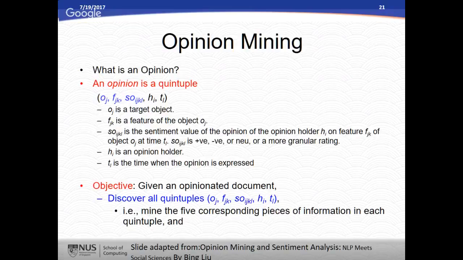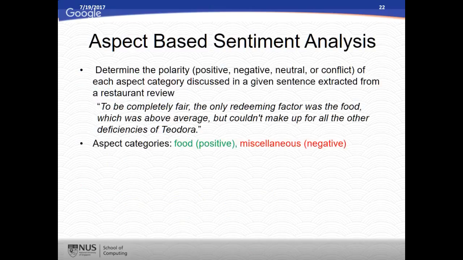So the task in general is to extract all the opinions that are there in the entire document. Basically, given the review, you have to mine the 5 corresponding pieces of information of this tuple. If you can do that, then given a review, you can generate a structured format of what was felt good by the customer and what was felt bad by the customer, right? Let's move on to an example. This is also called aspect-based sentiment analysis.